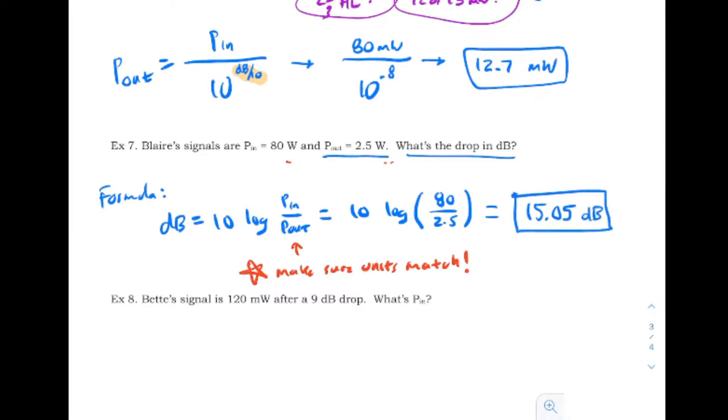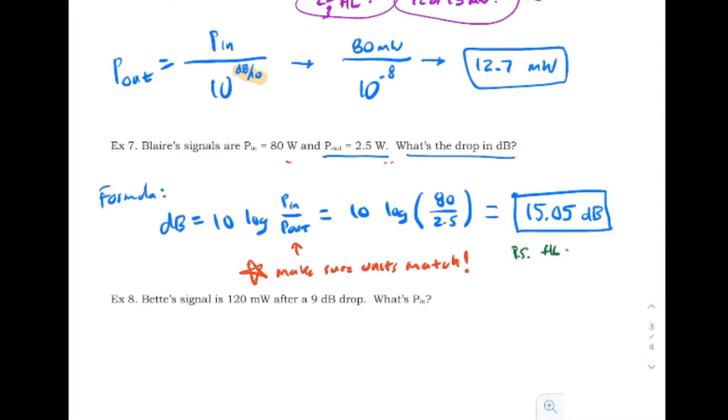But here I want to make a little point. The formula is saying 15.05 decibels. It's a nice thing for a formula to say. Maybe I don't call it intuition.